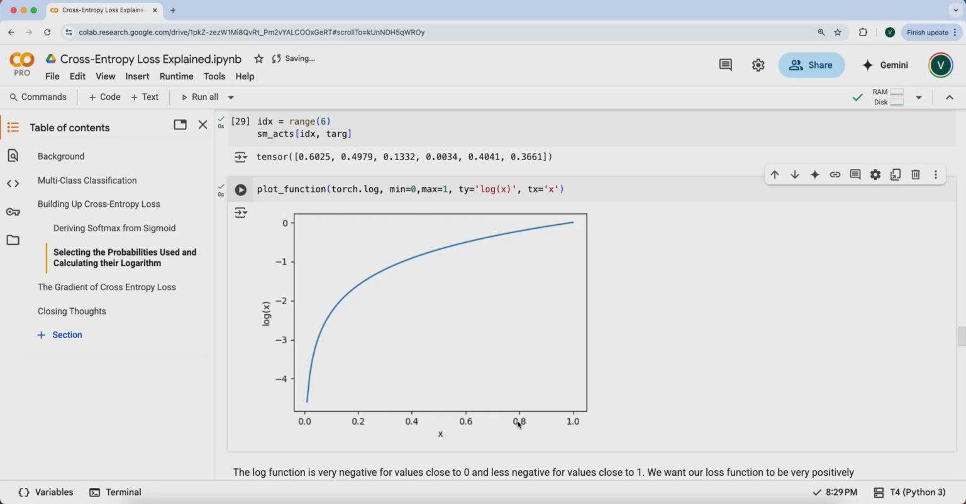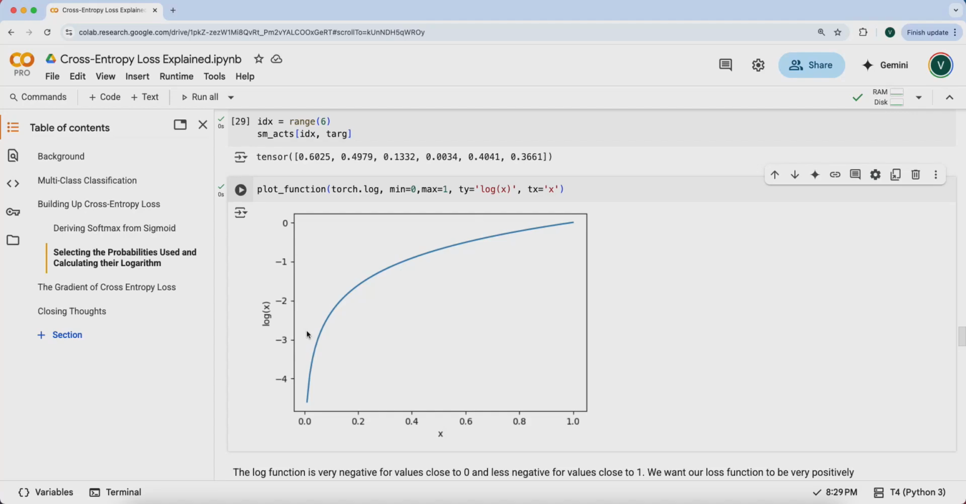And 0 and 1, why are they of interest for us? Well, that's exactly the range for our probabilities, right? Our probabilities can be a minimum of 0.0 and a maximum of 1.0. But this is still not quite what we want.